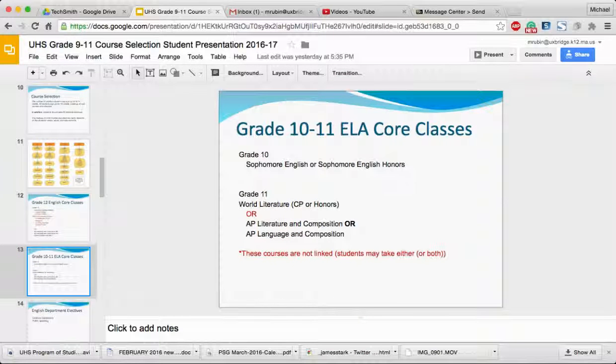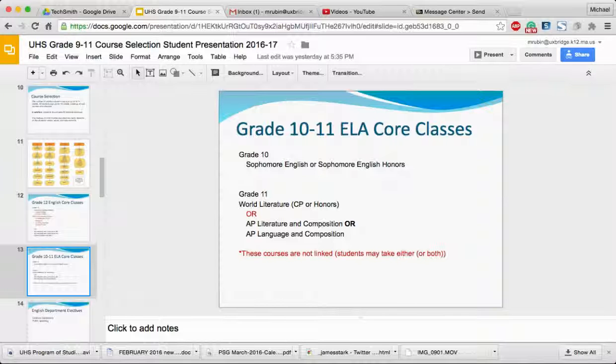In grade 10, students will register for either sophomore English college prep or sophomore English honors, which is American literature. In grade 11, students have options. They will sign up for world literature, either college prep or honors, or they will sign up for AP Literature or AP Language and Composition. Again, those classes are not linked.